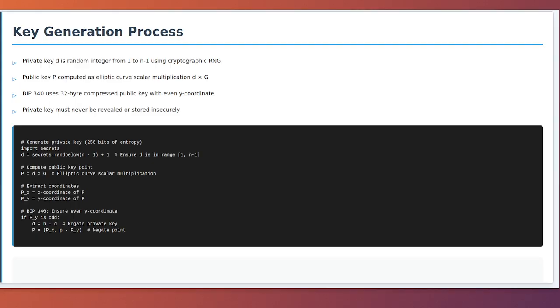The secrets.randbelow function generates a cryptographically strong random integer in the range from 0 to n-1. However, we need to ensure our private key is not 0, so we typically generate the key in a loop until we get a non-zero value, or we generate in the range 1 to n-1 explicitly. Some implementations will also reject private keys that are extremely small or have other problematic properties, though this is typically more relevant for other cryptographic protocols.